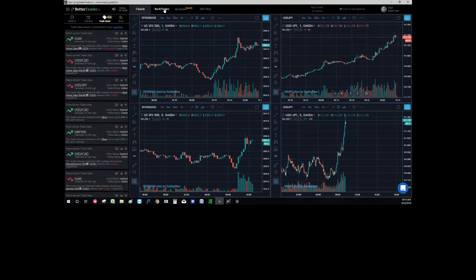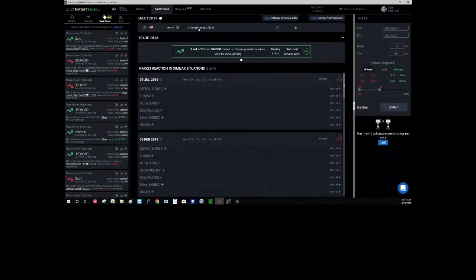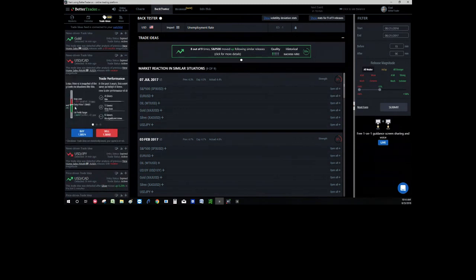Okay, now let's move to the backtester. Before I start to show you the real data, there are 2 ways you can use the backtester. First, you get a trade idea from BetterTrader. Like before, when we reviewed this one: 4 times win, 1 time loss.